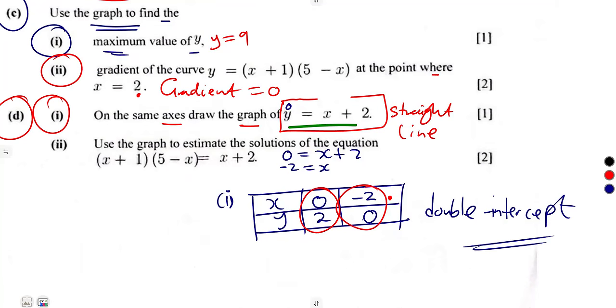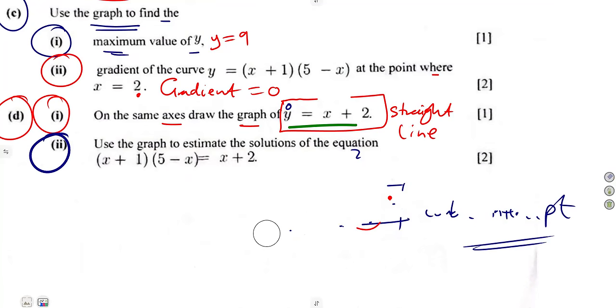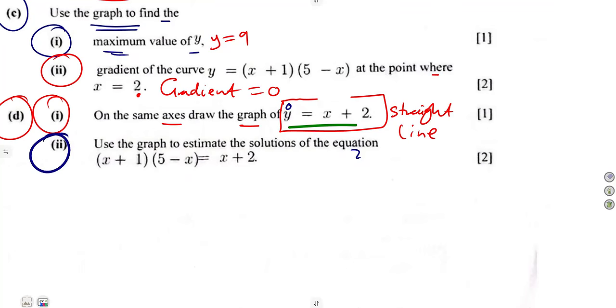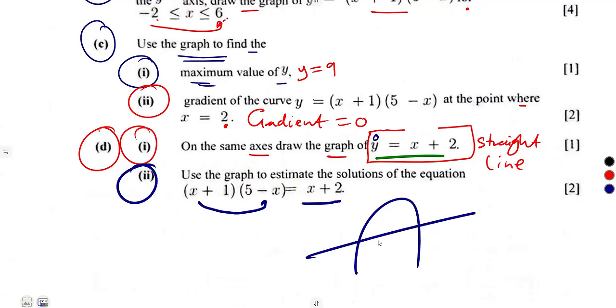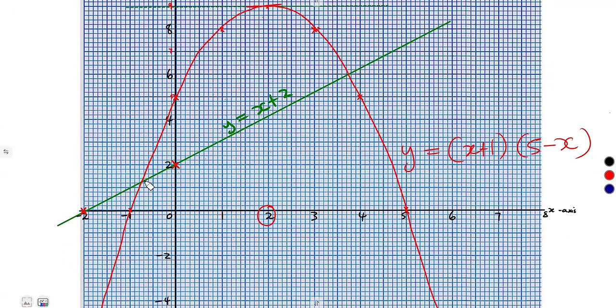Just like that. And another question was to use the graph that we have just drawn to estimate the solutions of the equation. So x plus 1 into 5 minus x, that was the quadratic graph that we were given, the one that we drew. And this one, x plus 2, is the straight line. So you simply consider the point of intersection because you're saying these 2 graphs are equal. So that solution is found at the point of intersection, where the 2 graphs intersect.